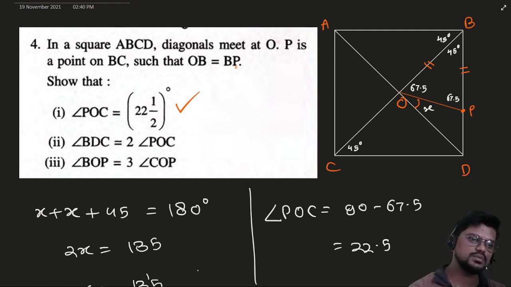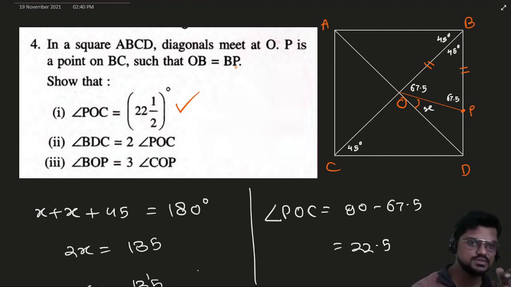Understanding the process is more important, how I got the answer as 22.5. Now, next. The next one I will give to you: how we can prove that angle BDC is equal to twice of angle POC.